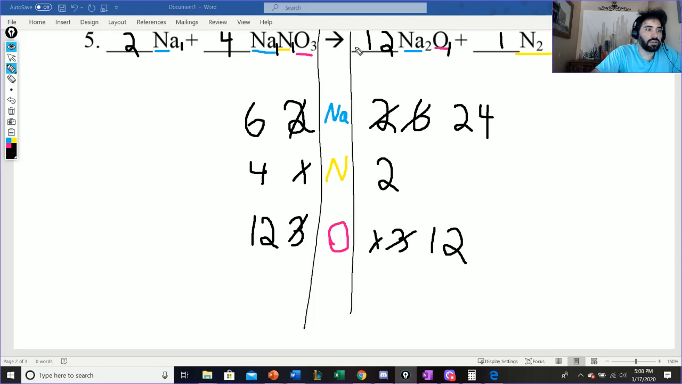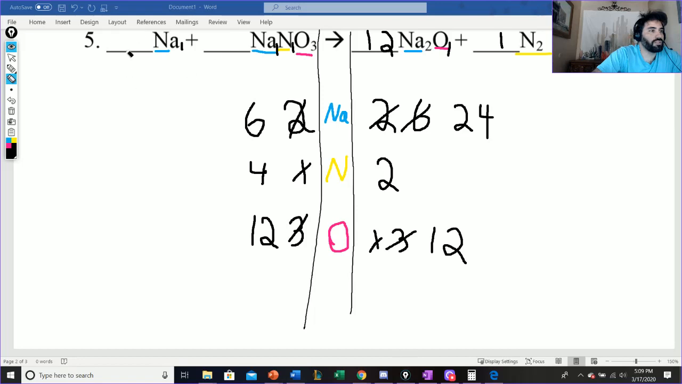And then let's go ahead and balance oxygen. No, oxygen's good. Let's go ahead and balance sodium. Now, if I balance sodium, this is what I did before, right? I added a few here and I added 1 here. That didn't seem to work out for me. So let's see what I can change this to.